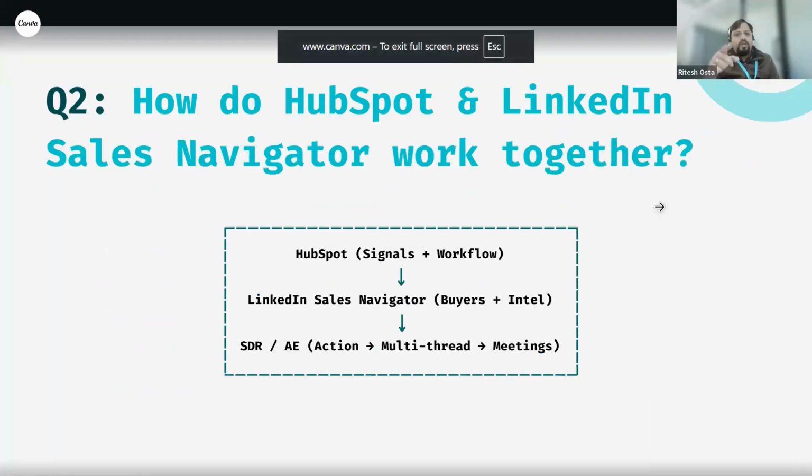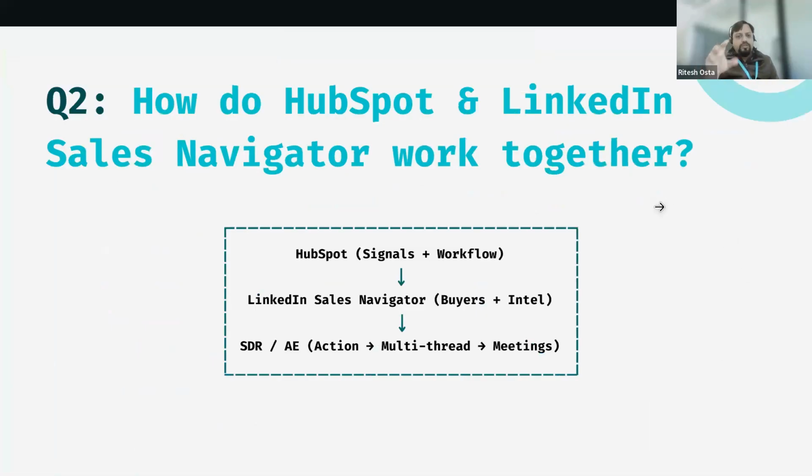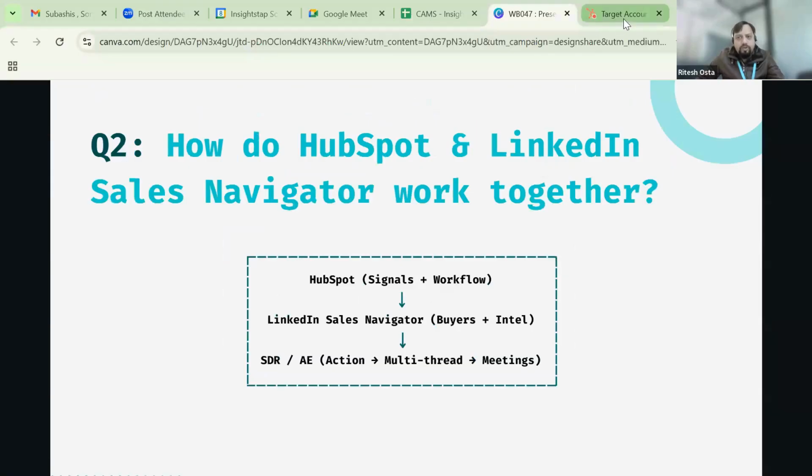Before we move on to the next question, the visual representation is that HubSpot has the signal and the workflow. LinkedIn Sales Navigator has the buyer and the intelligence. An SDR can combine the two and create a multi-thread action to book meetings. That's the power of it, right? HubSpot has the signals and workflow, which is an inbuilt feature of HubSpot now, and Sales Navigator has the buyers, obviously your target audience, and the buyer intelligence. If you combine these two, it becomes a powerful tool, right?